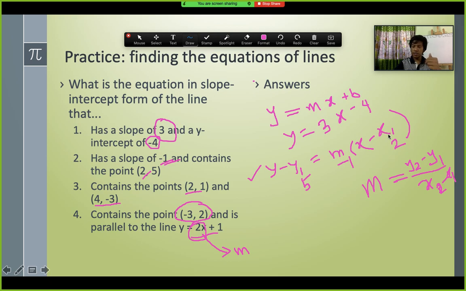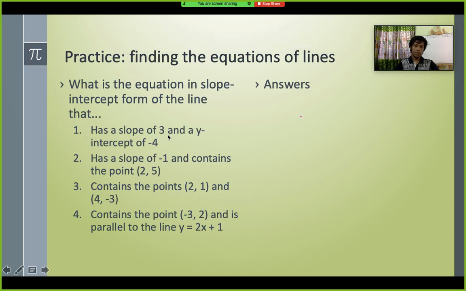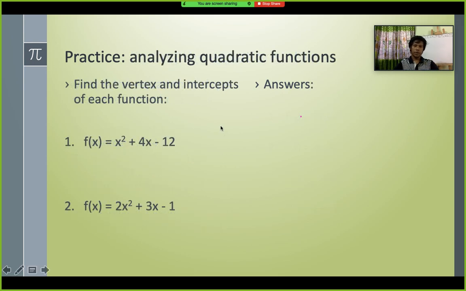If 2 points are given, slope is not given, then we have to combine them, this one and this one. Okay, there is a rule. And the answers are here if you want to see the answers of these questions. Same process, same method we followed. Then we get the answer like this.